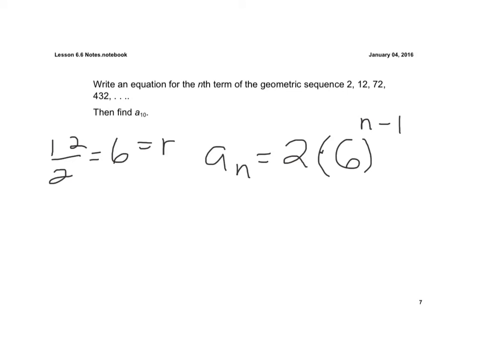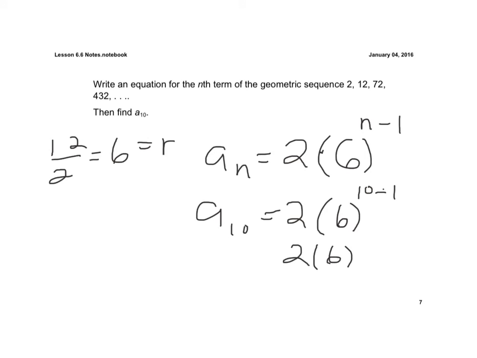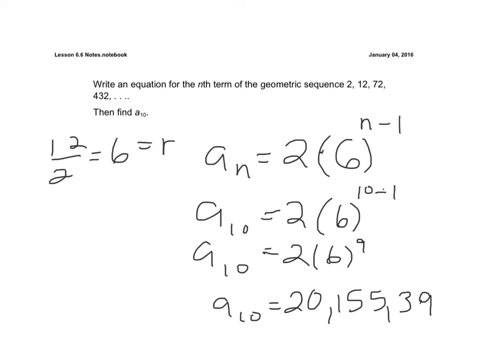Now they want us to find the 10th term. So a sub 10 would equal 2 times 6 to the 10 minus 1, which would be 2 times 6 to the 9th. Now remember, you can either plug this into your calculator just the way we have it, or you'd have to do the power first, meaning take 6 to the 9th power first, and then multiply by 2. And if you do that, the answer you come up with is 20,155,392.